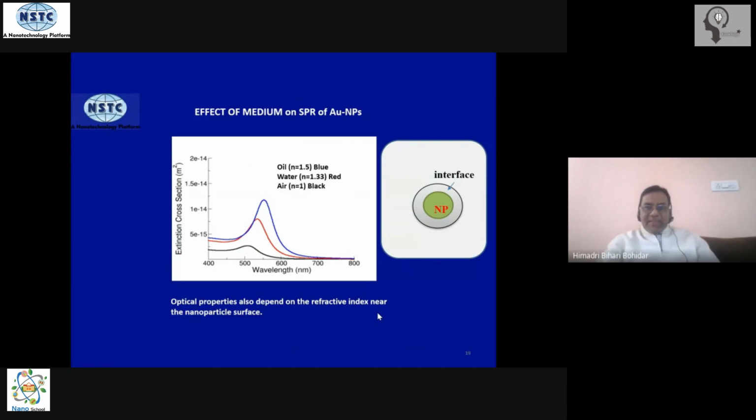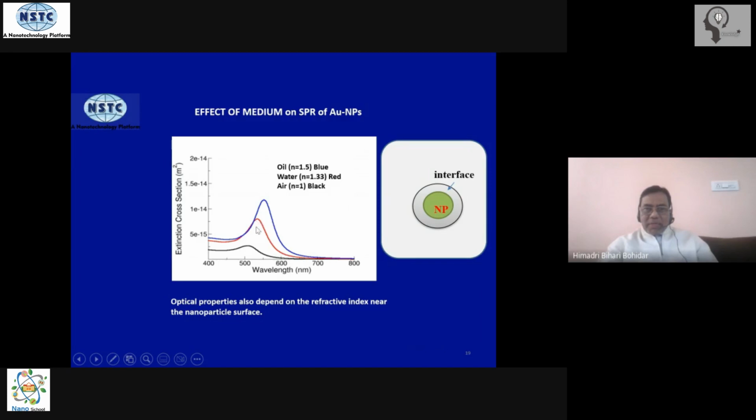Another interesting thing is the same gold nanoparticle. Look at this slide here. Same gold nanoparticle, I measure the absorption here, refractive index 1. This is the black curve here. See, the absorption maxima is close to about 520, 530, somewhere here. Then I disperse it in water. The refractive index of water is 1.33. Red line here. It is moved.